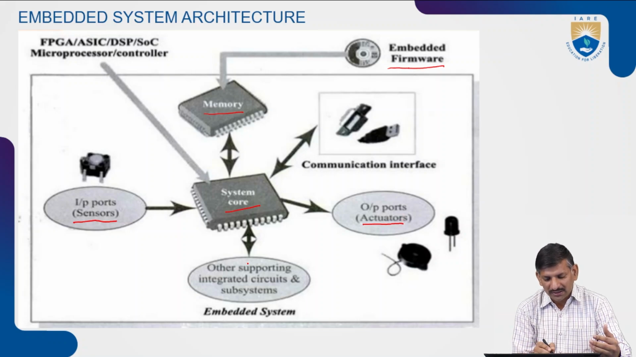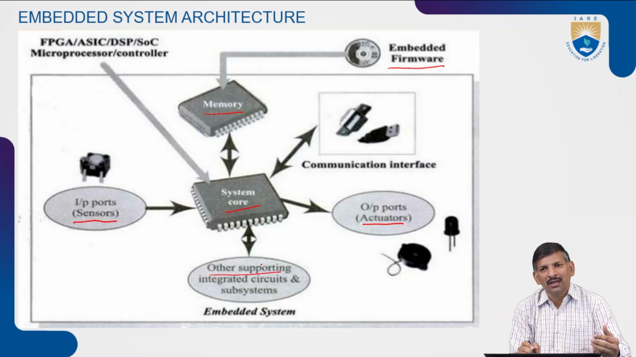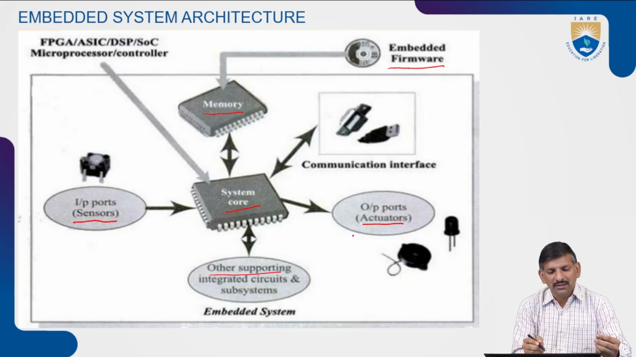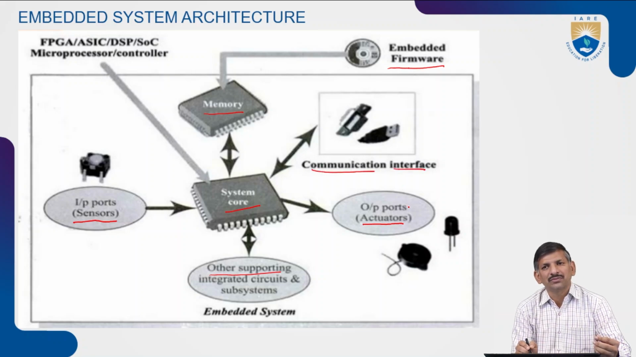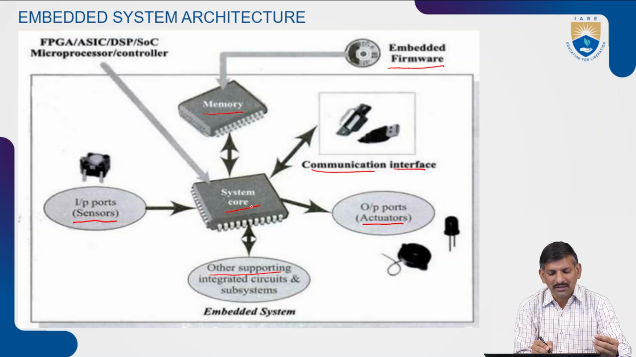We do special operations by using additional hardware circuits like analog to digital converters or digital to analog converters, real-time clocks, watchdog timers, counters, and so on. The information is shared among all these peripherals by using communication interfaces. So, if you want to design a particular embedded system, we require all these peripherals. One of the peripherals is the system core.